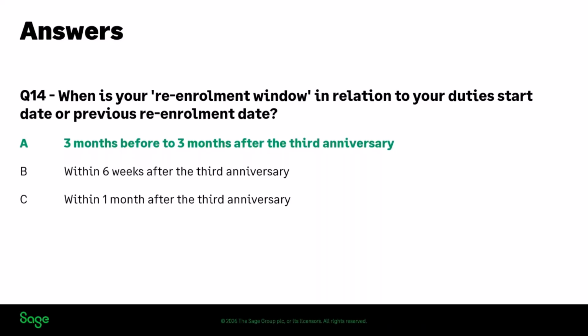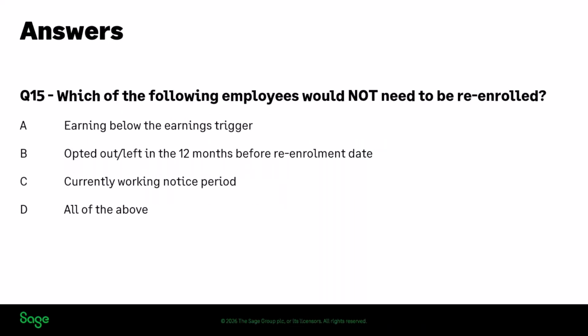So that window is 3 months before to 3 months after the third anniversary of your duty start date or previous re-enrolment date. And if you use the pensions module, the pension assessment will re-enroll your employees in the tax period that the re-enrolment date falls into. And sometimes that can be before the re-enrolment date, but you won't see any contributions for employees that have been re-enrolled until after the re-enrolment date. So well done to everyone getting that one right. Question 15, which of the following employees would not need to be re-enrolled?